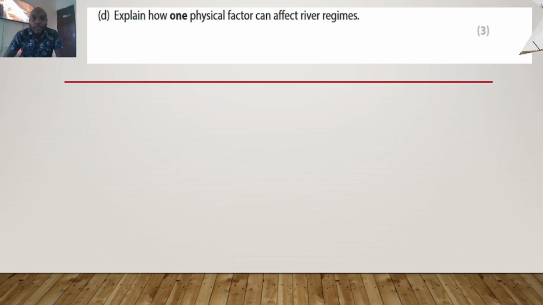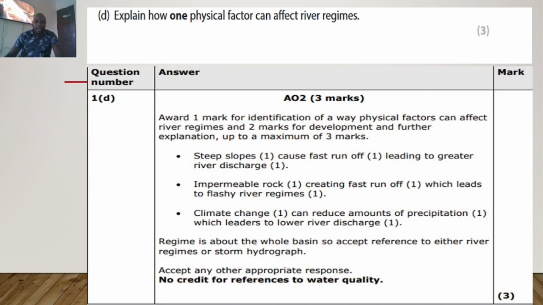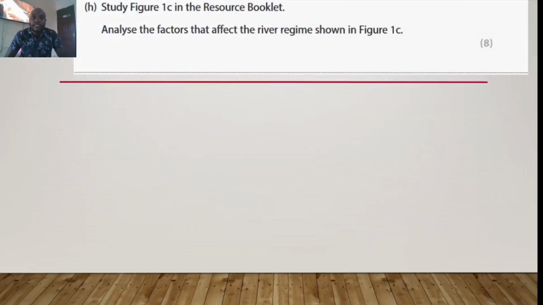Explain how one physical factor can affect river regimes. This one we talked about severally. You can say steep slopes, impermeable rock, climate change. Explain very well as you've talked about there, and then you're good to go. As easy as this. So you've seen questions that come with this subtopic of part 3. Part 2 also had questions, and when you revise this, you will never fail any question in river environments.